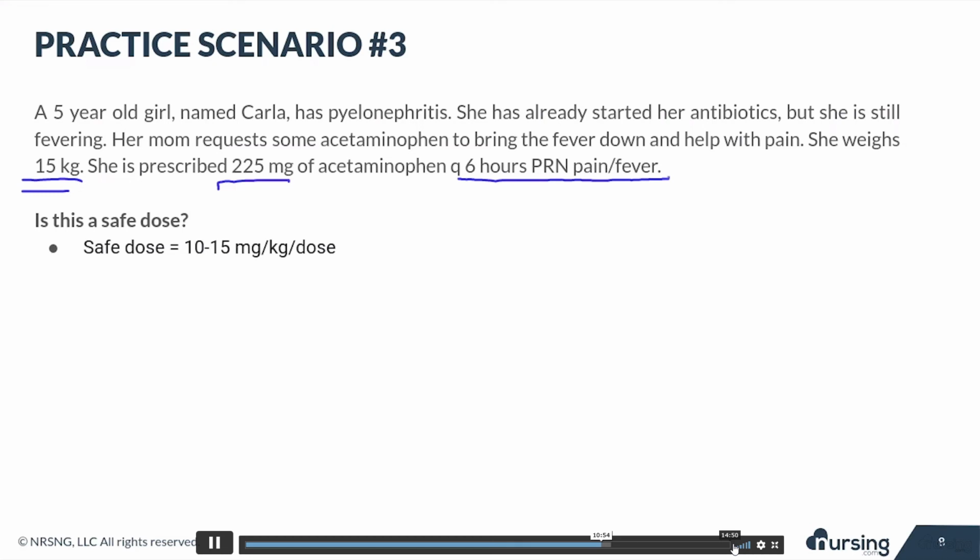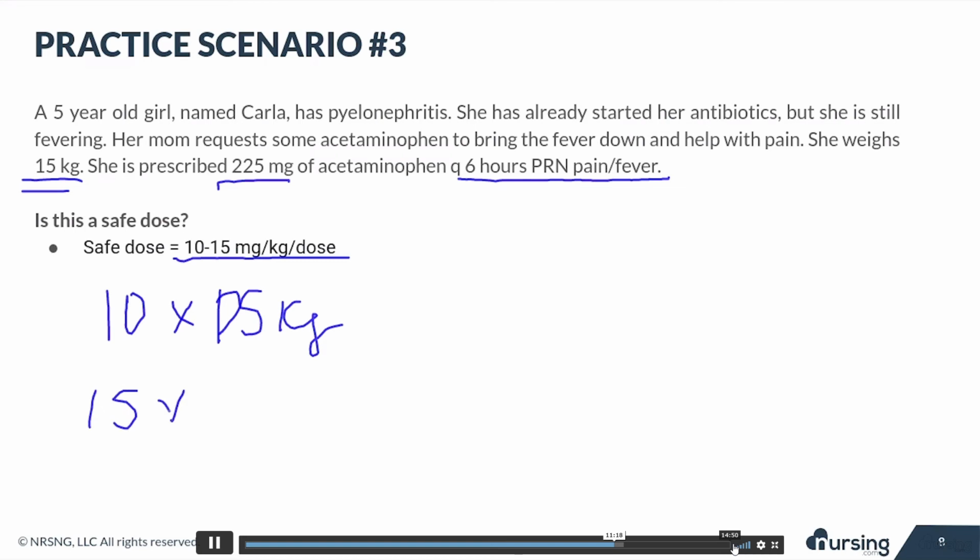In your drug book, you see that your safe dose for acetaminophen is 10 to 15 milligrams per kilogram per dose. Okay, so when we're calculating our safe range here, we're going to start with our 10 milligrams per kilogram. So we're going to multiply 10 times the patient's weight, which is 15 kilograms. And then we're going to multiply 15 times the patient's weight to get our upper end of the range. So for our lower end of the range, 10 times 15 kilograms, you get 150 milligrams per dose that she can have.